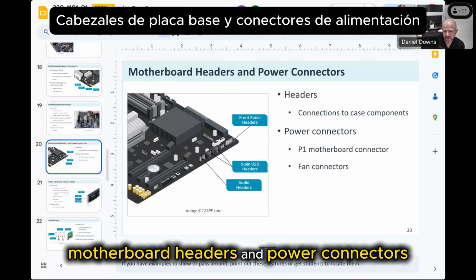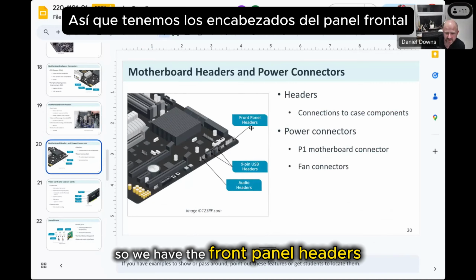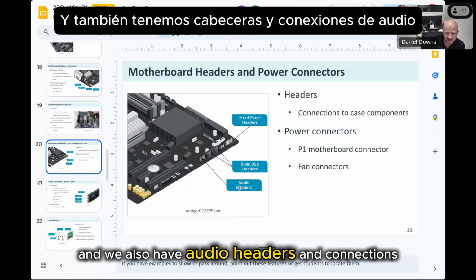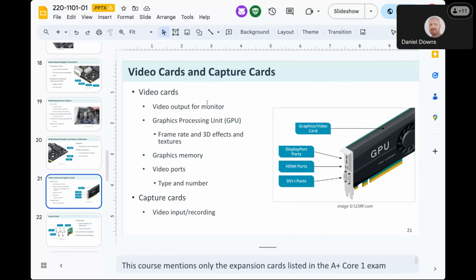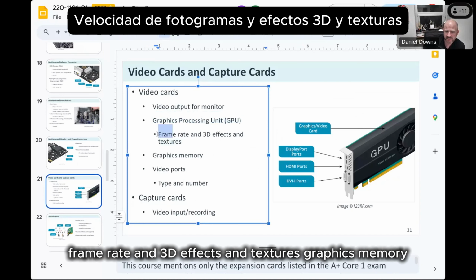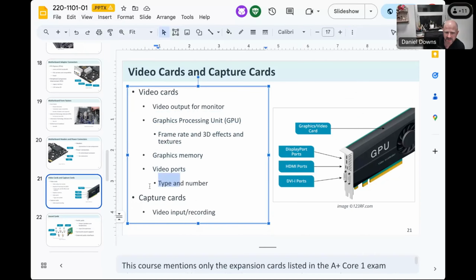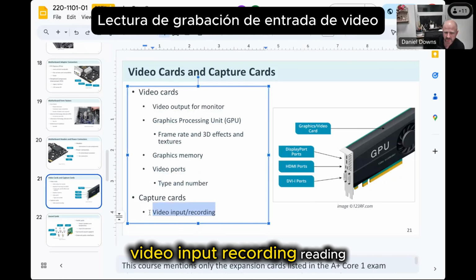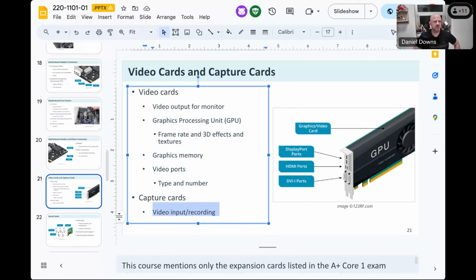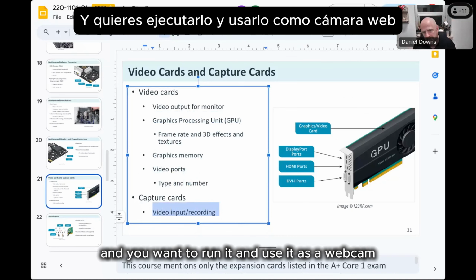Motherboard headers and power connectors. So we have the front panel headers, and then we have 9-pin USB headers, and we also have audio headers. And connections, headers are connections for the monitor, also graphics processing unit, frame rate and 3D effects and textures, graphics memory, video ports, type and number, capture cards, video input, recording, reading. Some of you may have a digital SLR and you want to run it and use it as a webcam.